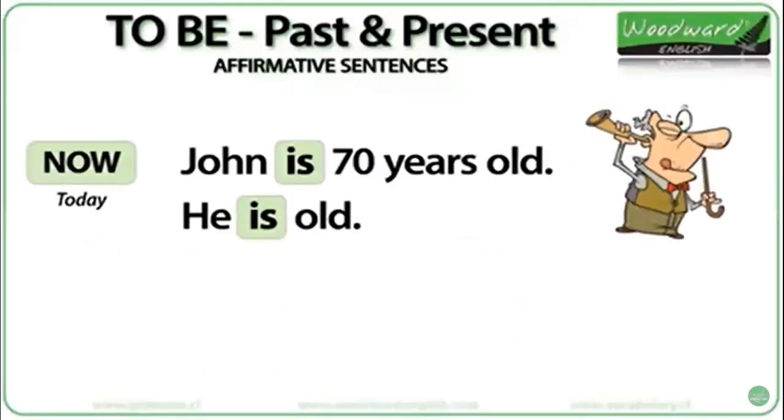John is 70 years old. He is old. Is is the present tense and it is used for now. John is 70 now, in the present. He is old now.